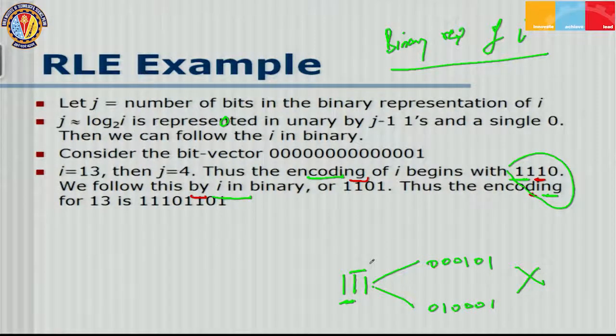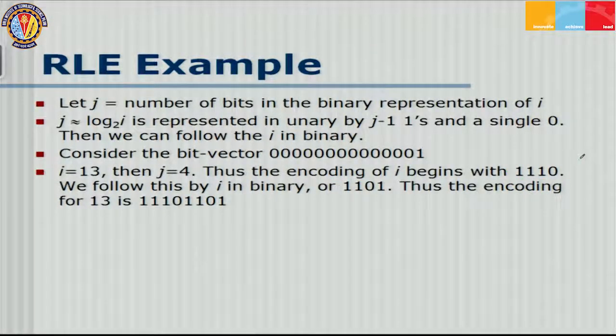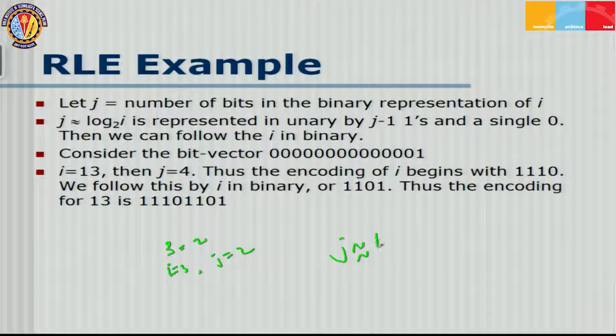So what we do in this case is, I'll clear this. Let j be the number of bits in the binary representation of I. Suppose I is equal to, say, 3. How many bits do I need? I need 2 bits, so j is 2. So if I is equal to 3, j is equal to 2. As you can see, j is approximately equal to log 2 I.